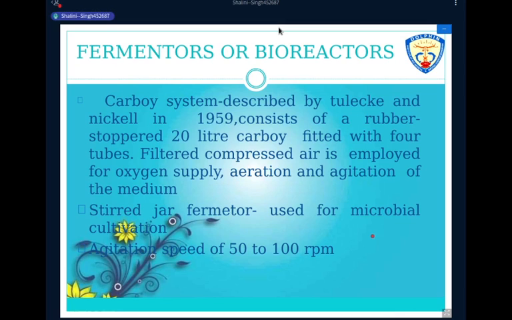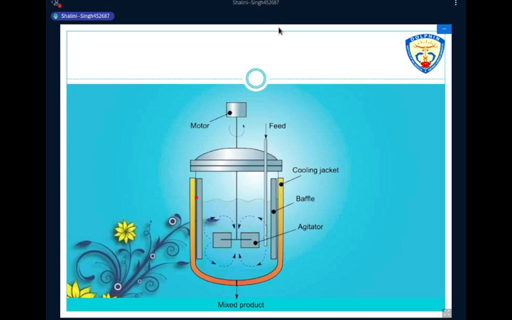The bioreactor may be a stirred jar fermenter. This type of fermenter is used for microbial cultivation at a very low agitation speed. If you can see the diagram here, it is a basic fermenter or basic bioreactor. On a commercial level, the body is made of stainless steel and it has this double layer outer covering. Why is this double layered? Because it acts as a cooling jacket, or sometimes as a heating jacket also.